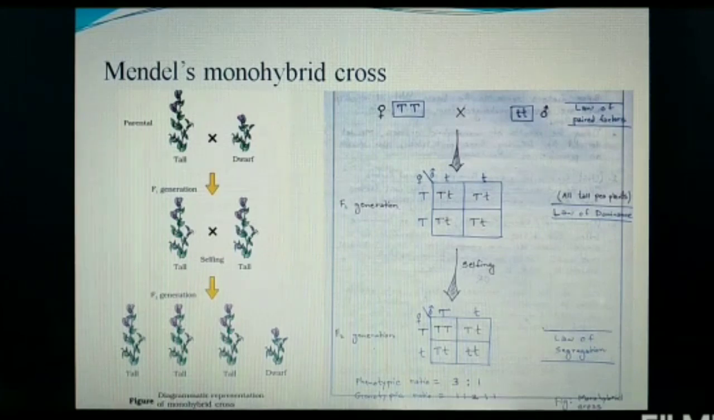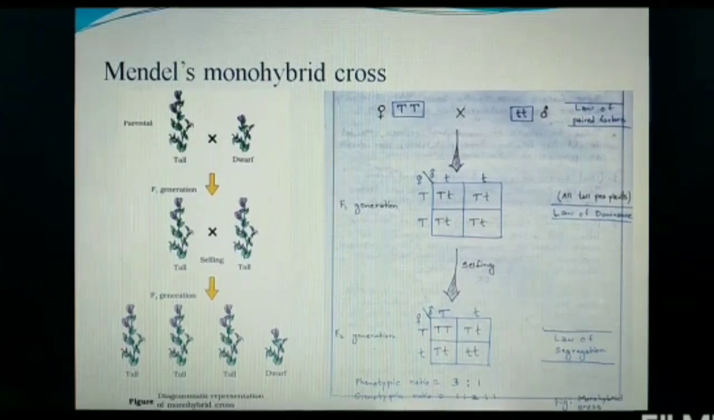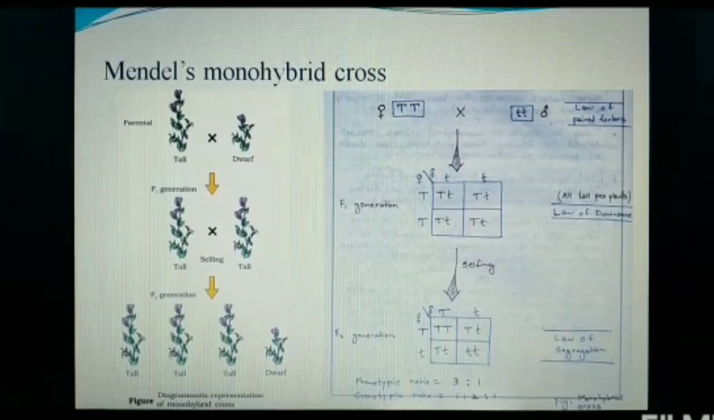Now, based on these observations, Mendel concluded that certain factors are passed on from one generation to another generation. Today, these factors are referred to as genes. Mendel also found that the dwarfness trait was not lost in the F1 generation but suppressed, and reappeared in the second generation. Mendel called this suppressed trait the recessive trait and the expressed trait, that is the tall trait, the dominant trait.